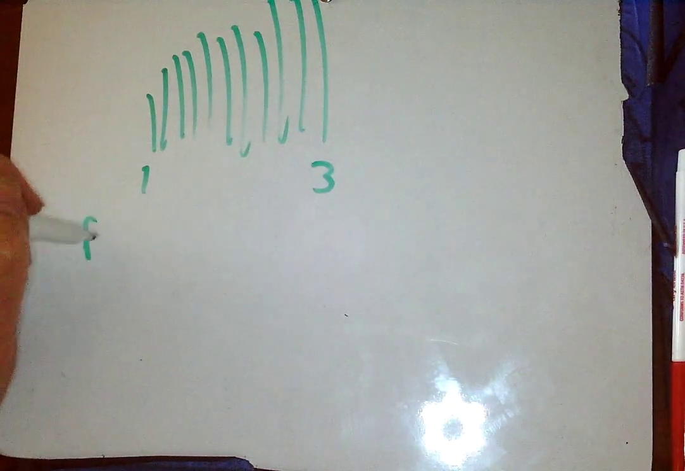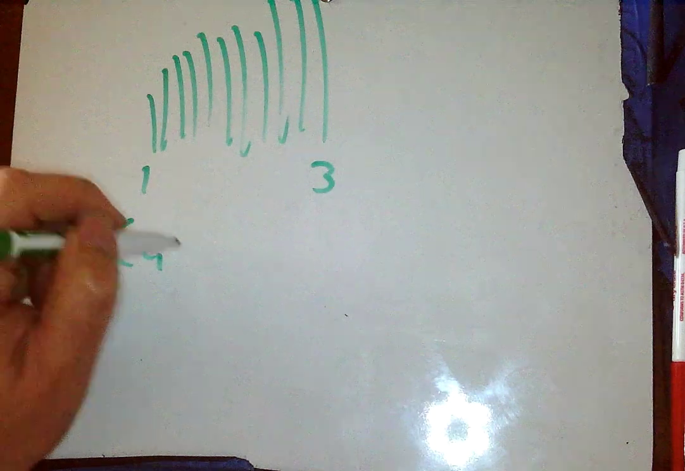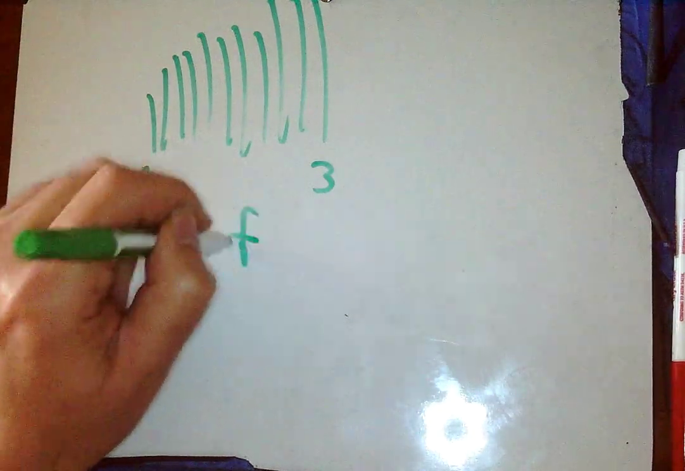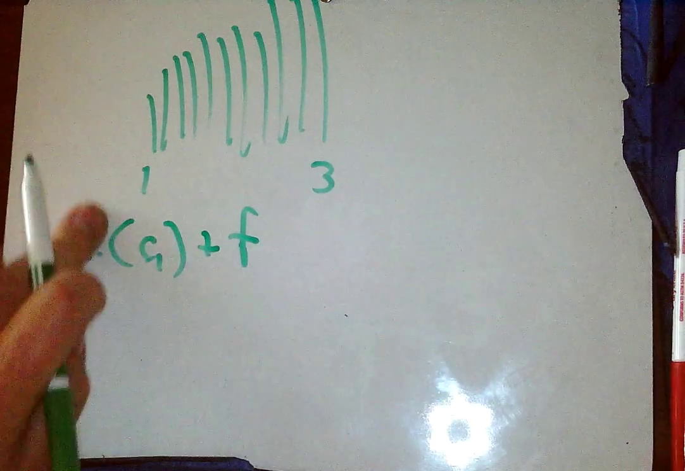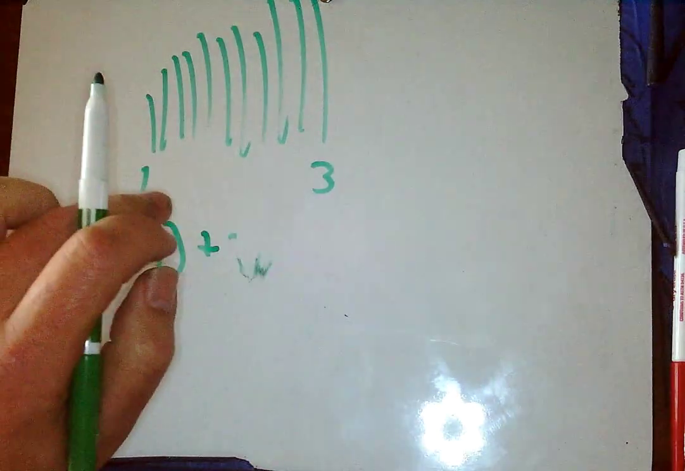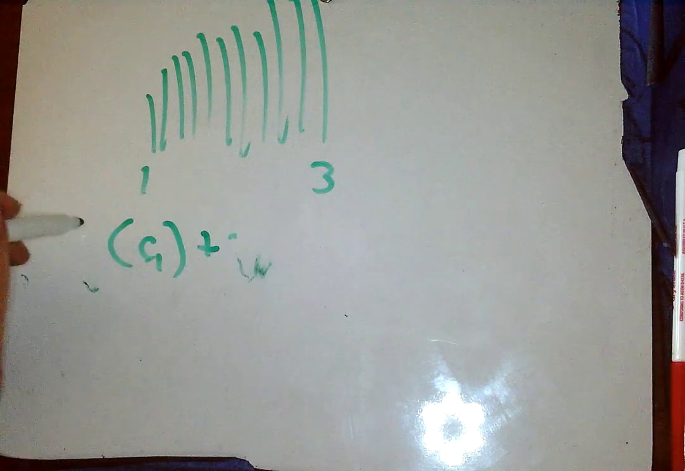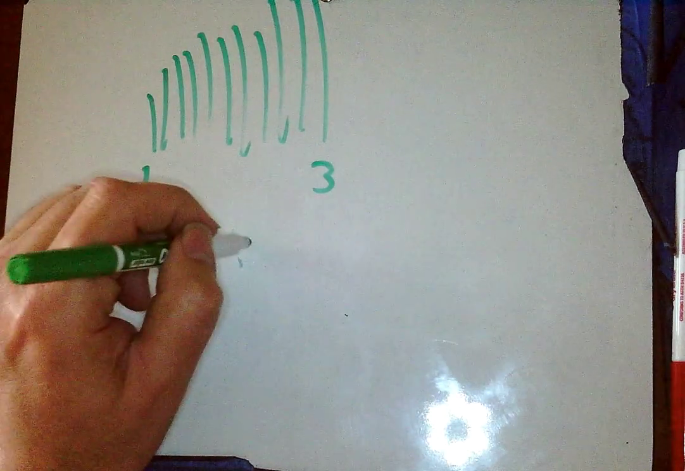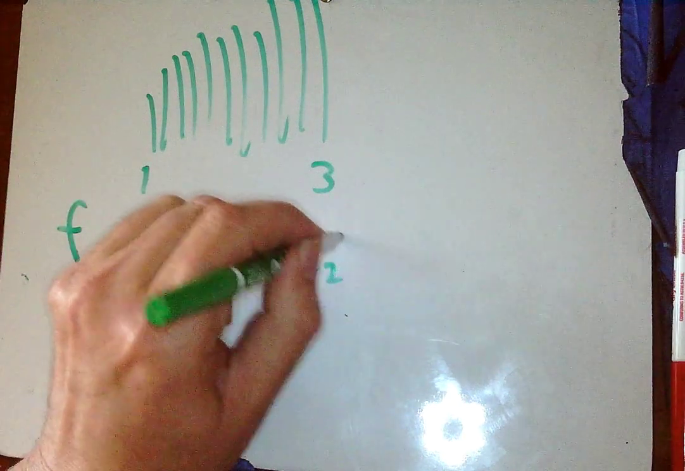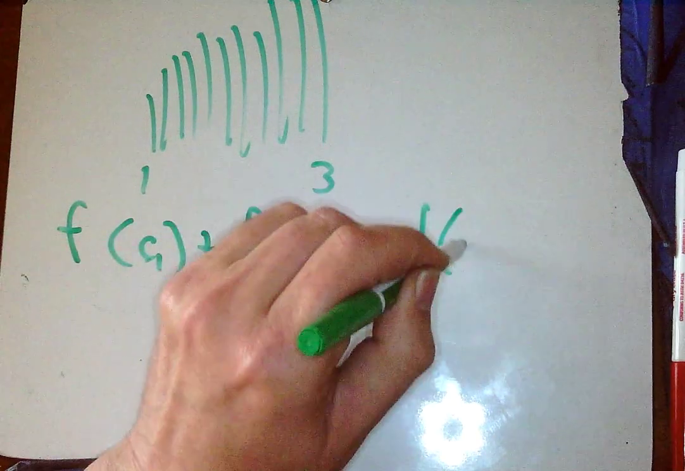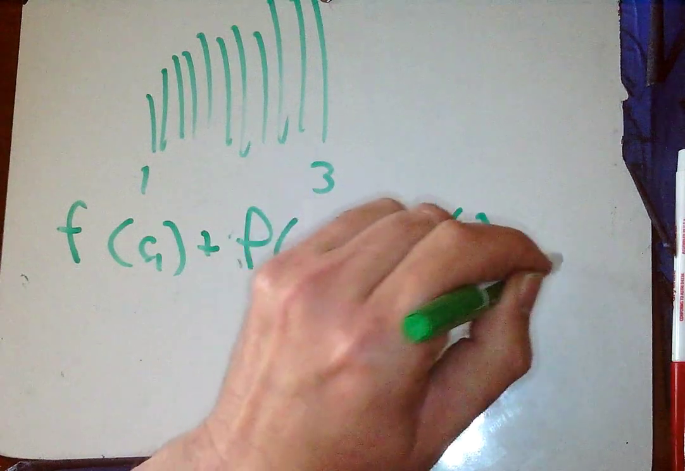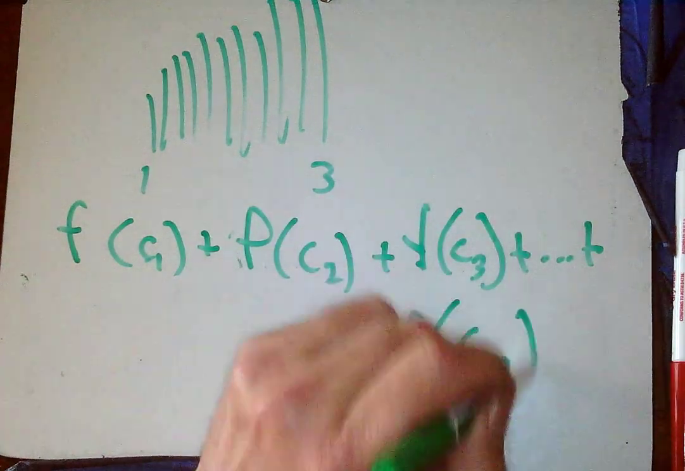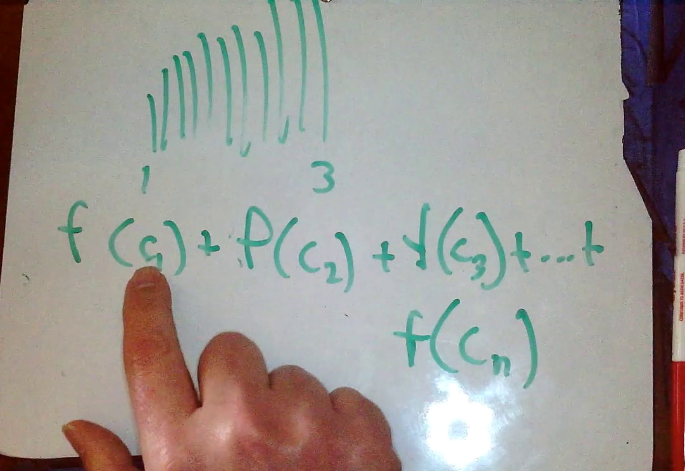So I'll say, okay, I'm going to take the height at the first x value plus the height at, in fact, I could even use an h. I'm going to use, yeah, let's make it just that general. f of c sub 2 plus f of c sub 3, and so on until we get to f of c sub n. Okay.